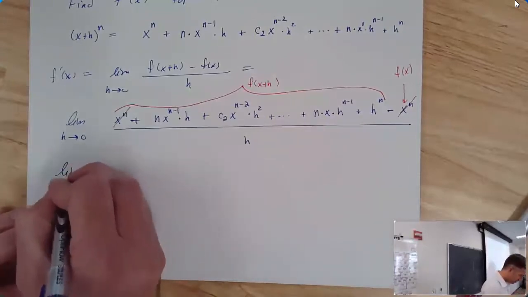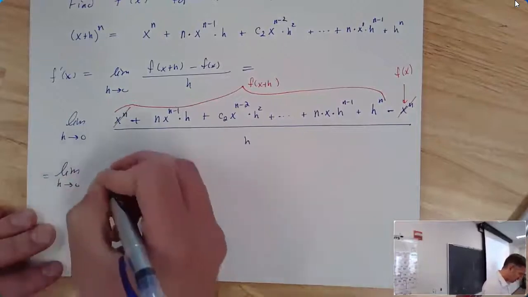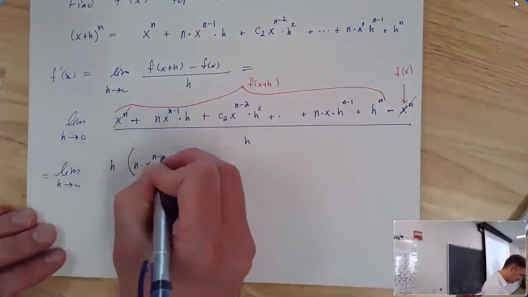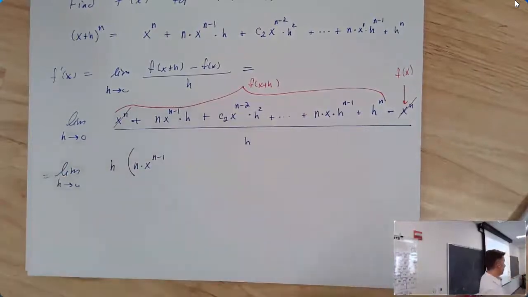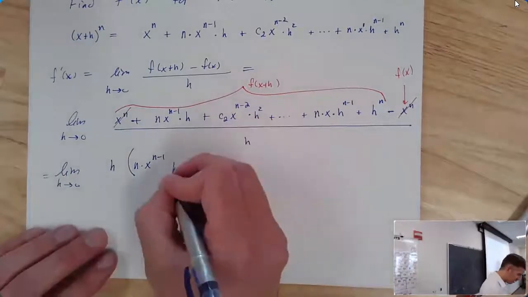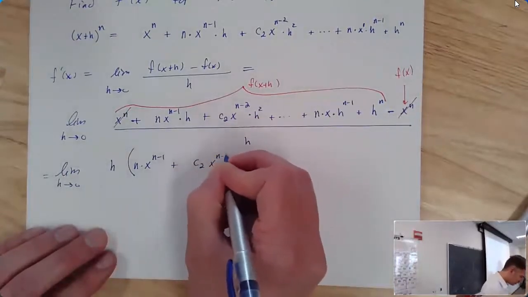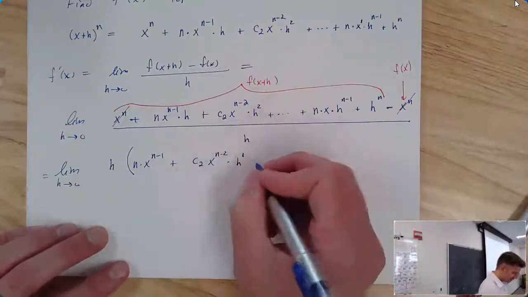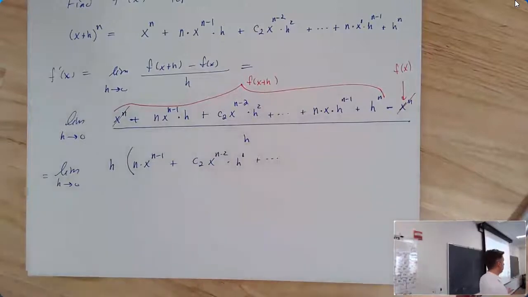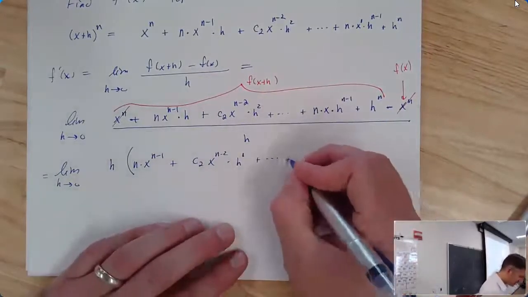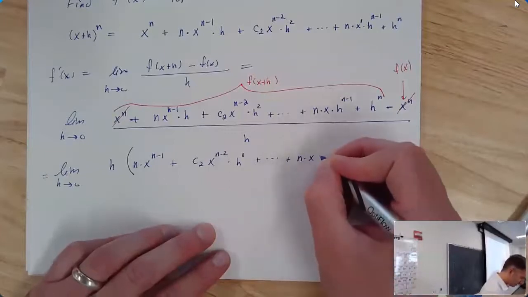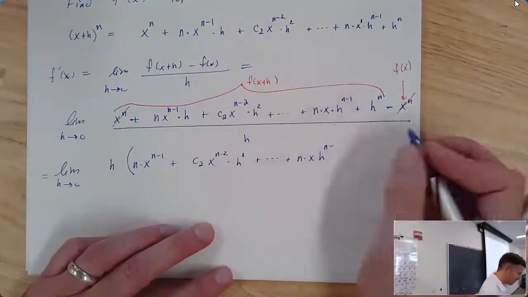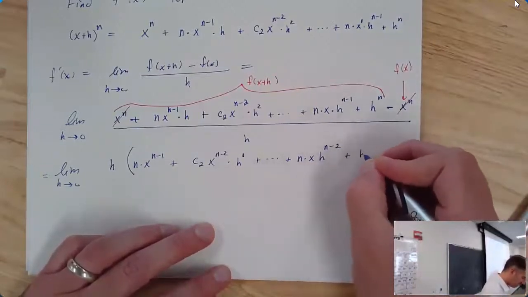If we do that, we're going to get the limit as h goes to 0 of h times, I'm going to have n times x to the n minus 1 with no h, because I factored out the 1h. And the next term is going to be c2 times x to the n minus 2 times h to the what? Plus a lot of other terms that all have higher and higher powers of h in them. The second to last term is going to be n times x times h to the n minus 2. And the last one is going to be h to the n minus 1.